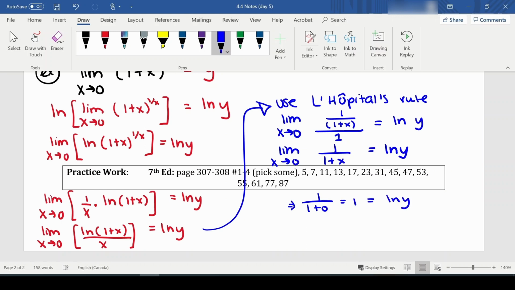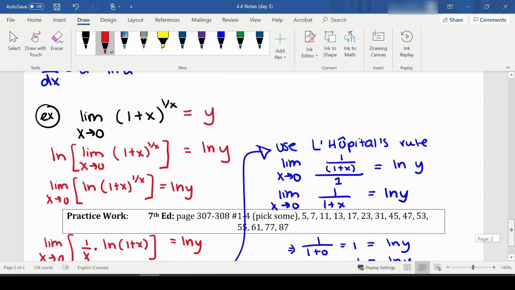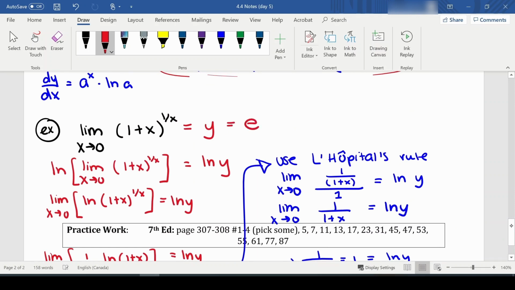Now I'm trying to find y. So if I have 1 equals ln y, this is the same thing as e to the 1 equals y, or my original limit is equal to e. So if I go back up to my original limit, this is equal to e.